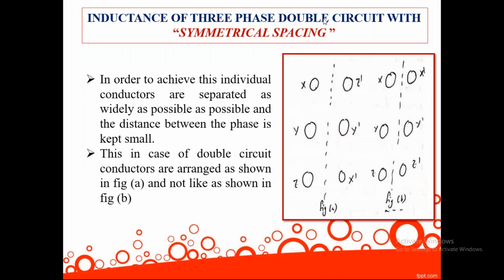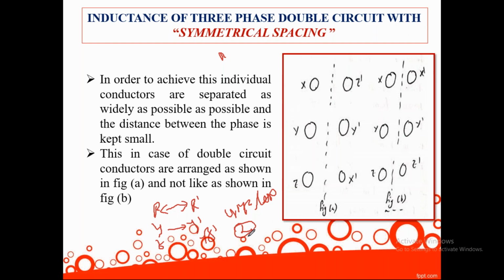Next, see here the difference when we are placing RYB. Suppose we are taking two circuits. On one side we have RYB, on the other side we have R dash Y dash B dash. Suppose we use this without any change in the position of RYB, then the distance between R and R dash is small, and it is small, and it is small. So in this condition, the GMR value will be less, and we have more inductance value.